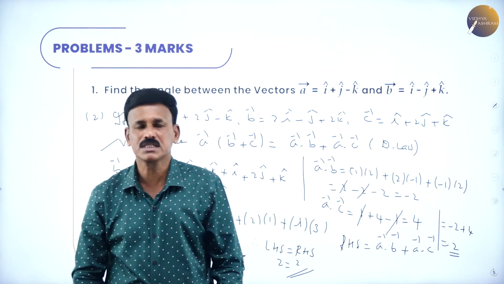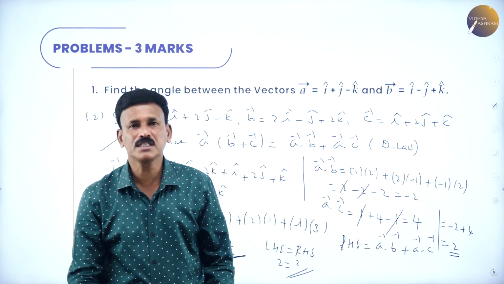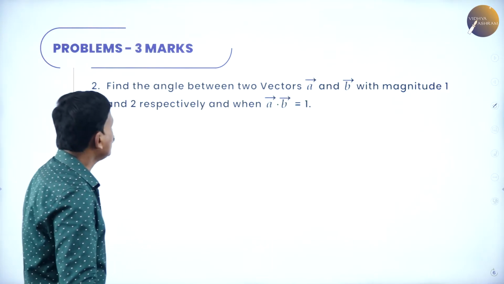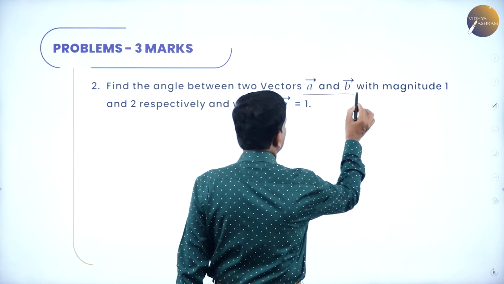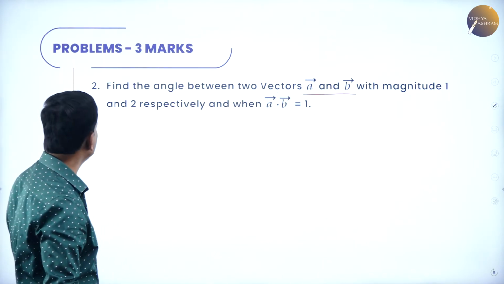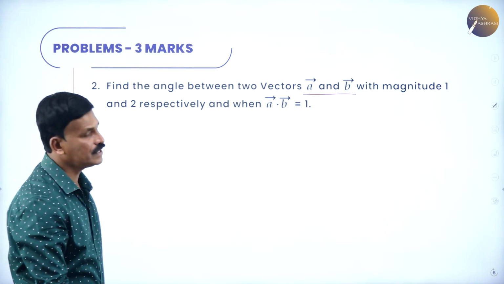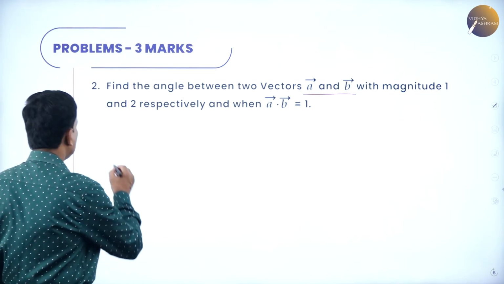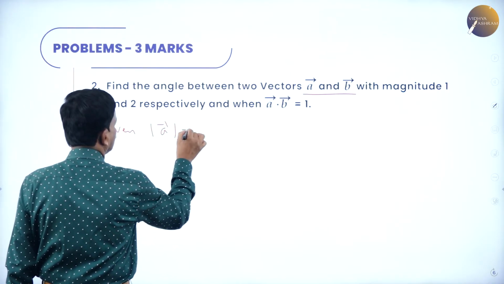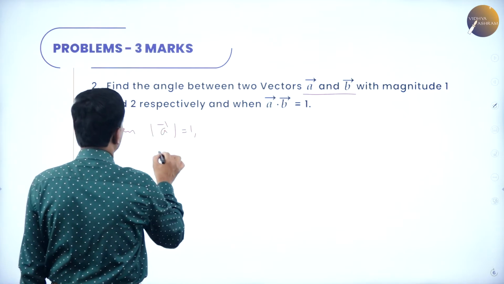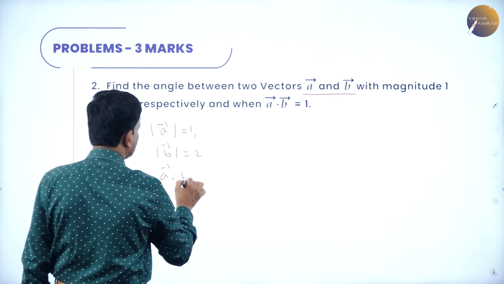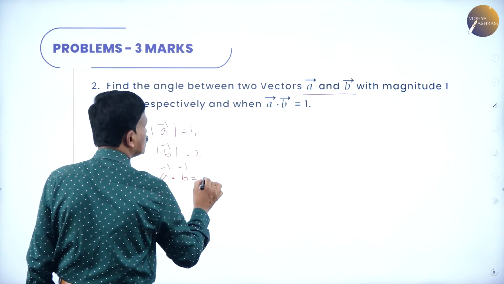Now let us take a few more problems on finding the angle between vectors. Now let us come to this problem. Find the angle between the two vectors A and B. Here they have directly given the magnitudes, 1 and 2 respectively, and then A dot B is also given. Actually, what is given? The magnitude of vector A is 1, the magnitude of vector B is equal to 2, and the dot product A dot B is equal to 1.